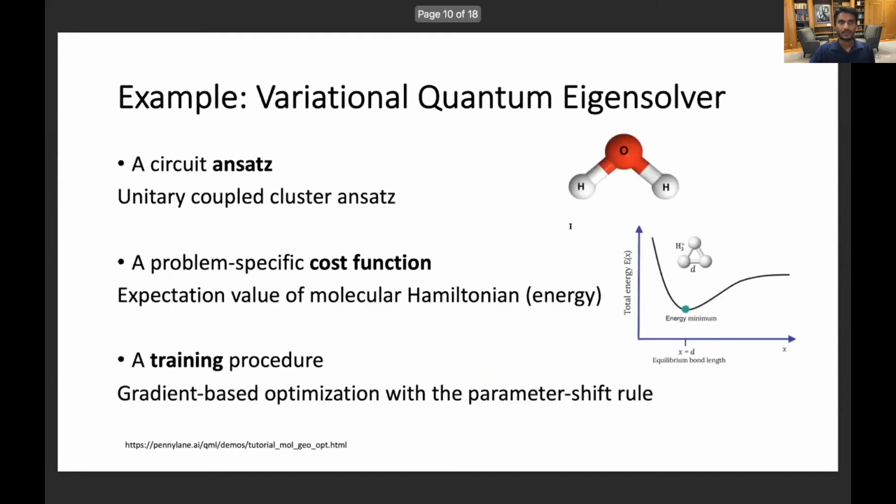Okay, so there are several examples. I will come to these, like the variational quantum eigensolver, where one is trying to find out the minimum energy of an arrangement of molecules, depending on what the distance between the atoms is. So this kind of hybrid model has been used to showcase that variational quantum eigensolvers can work in practice as well.